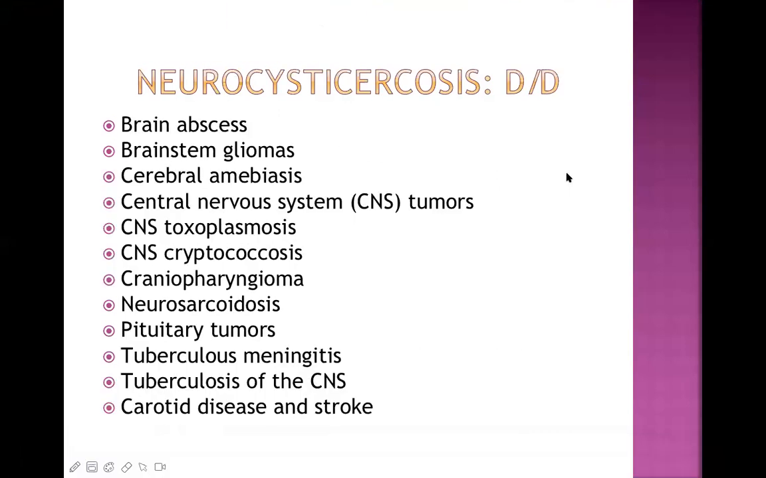Now let's move on. Now another important part is differential diagnosis of neurocysticercosis. So what are the differential diagnoses? Now see here, brain abscess is one of the important differential diagnoses of neurocysticercosis. Brain abscess.